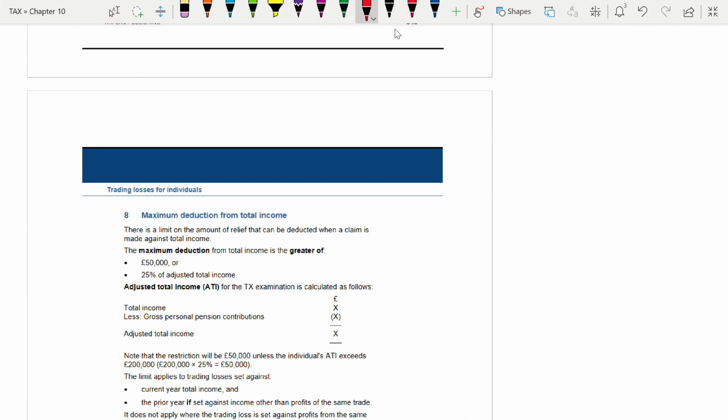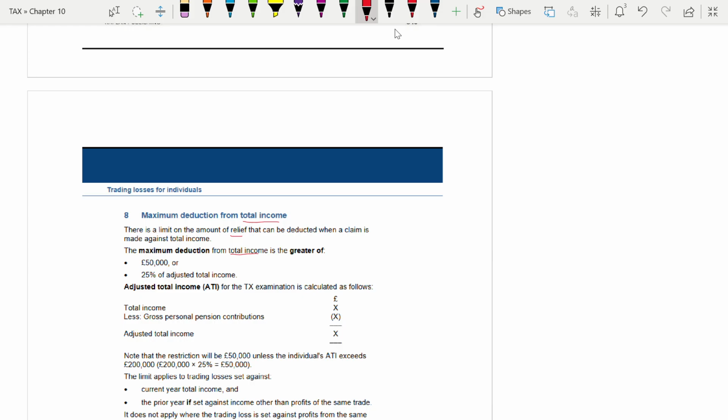Now, maximum deduction from total income. How much can we deduct? See, in any tax law there will be rules. There is a limit of relief that can be deducted. The maximum deduction from the total income is either 50,000 or 25% of adjusted total income, whichever is greater. Whichever is highest, you have to take that.